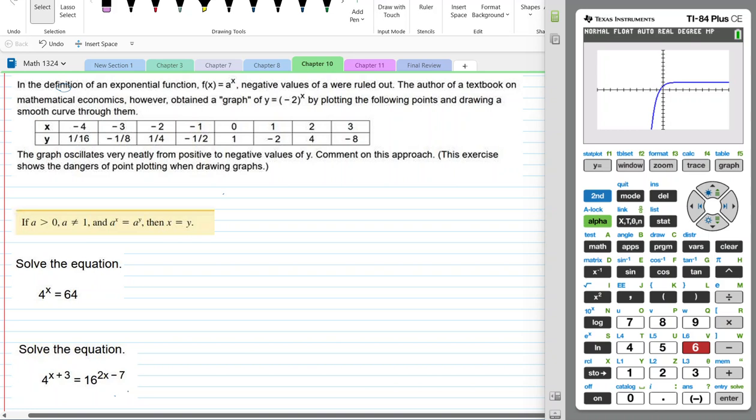Exponential function, f of x equals a to the x. Negative values of a were ruled out. The author of the textbook in mathematical economics, however, obtained a graph of y equals negative 2 to the x by plotting the following points and drawing the smooth curve through them. Right. So here we're talking about an exponential.